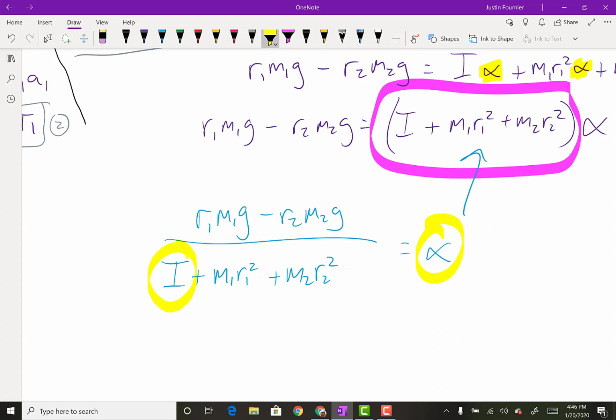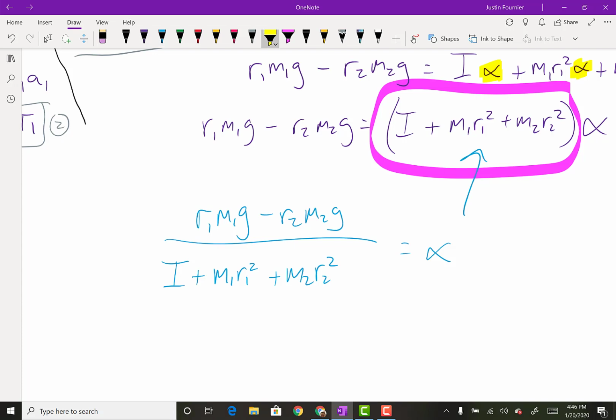That is divided by the moment of inertia of the pulley, plus the moment of inertia of mass 1, which is clearly here being treated like a point mass, plus the moment of inertia of mass 2, which once again is being treated like a point mass. And that's essentially the result that I get.